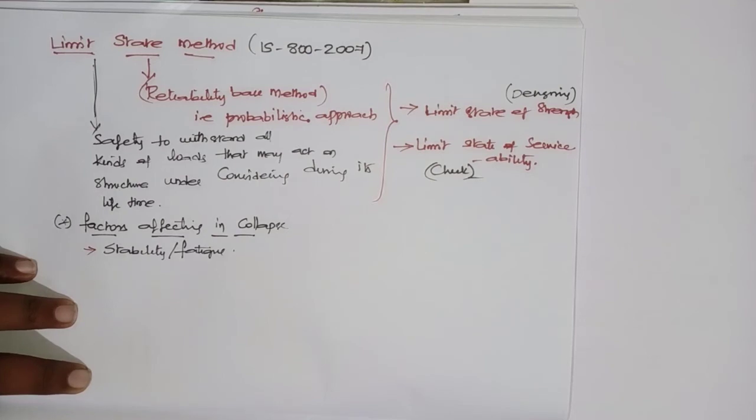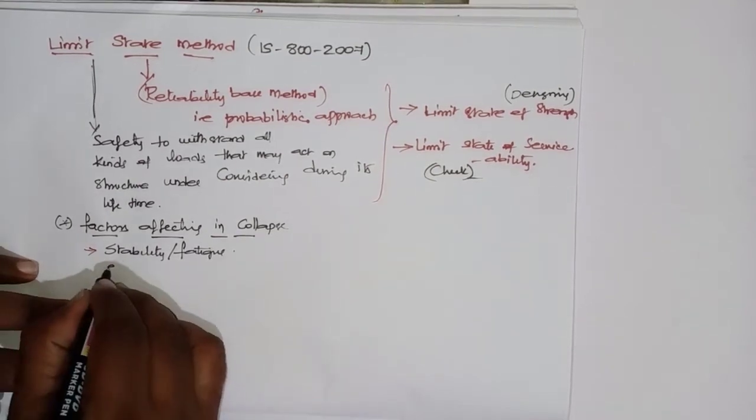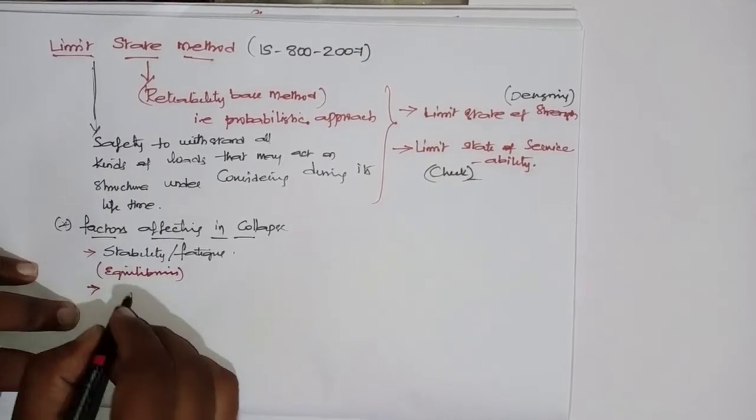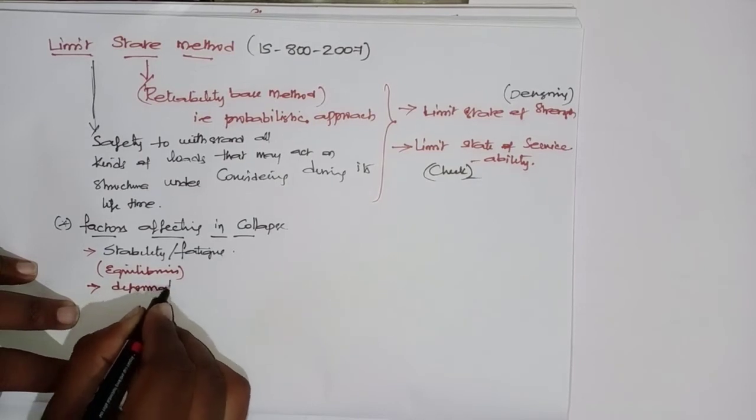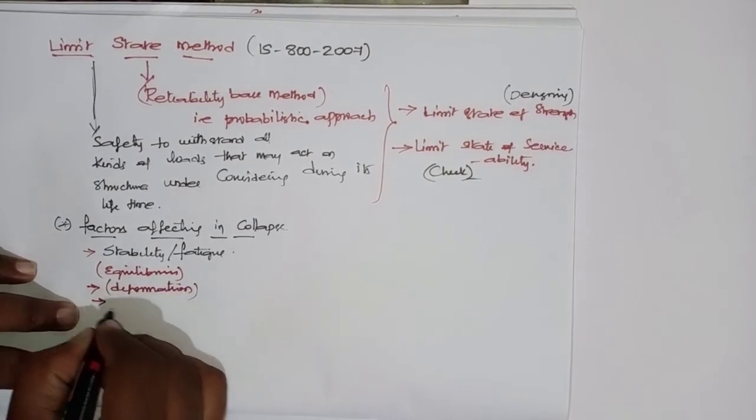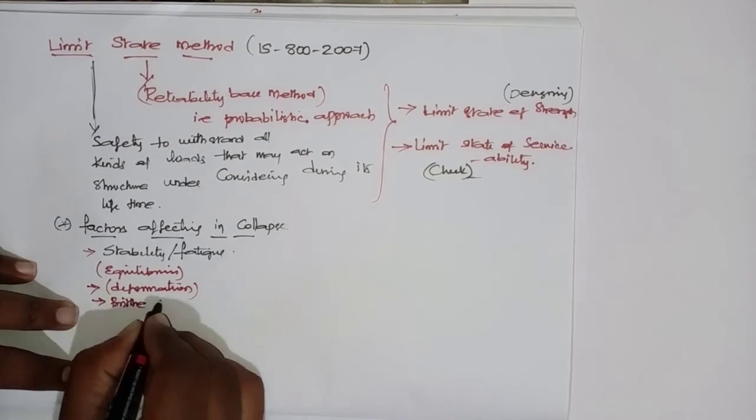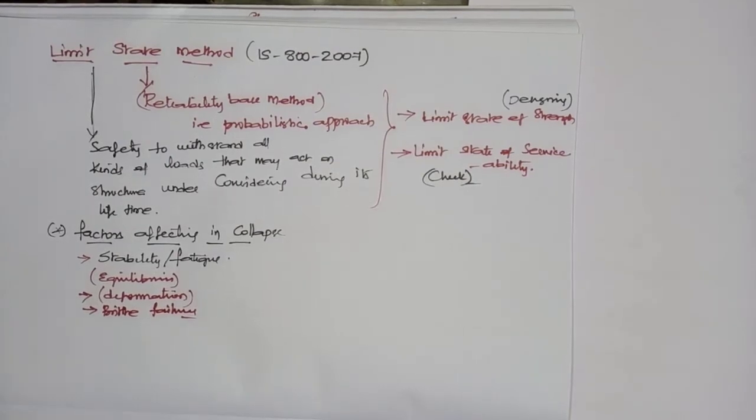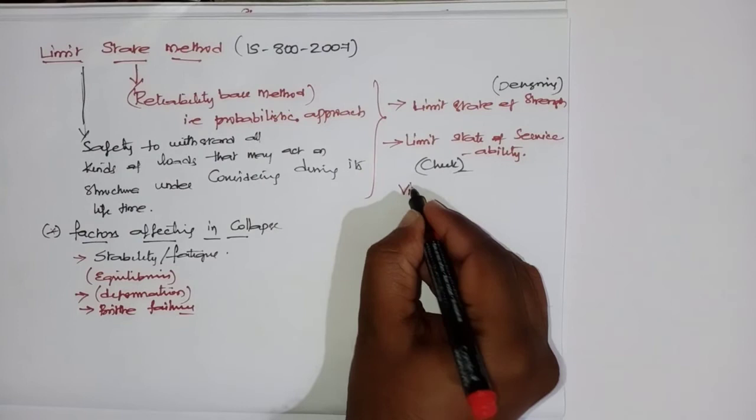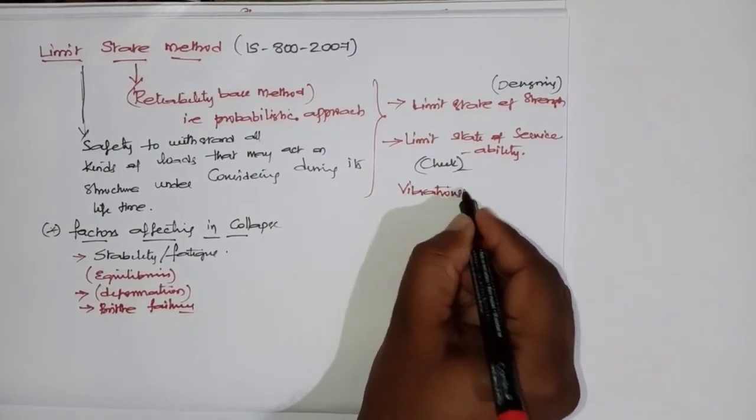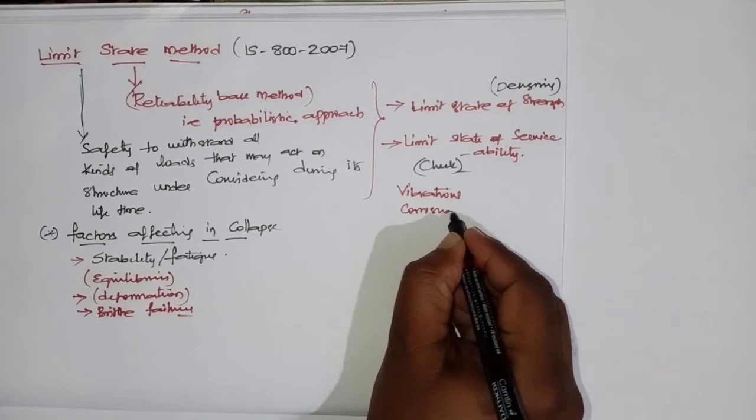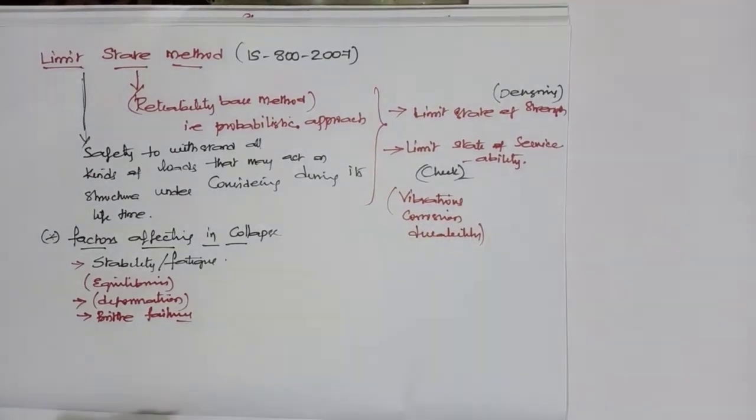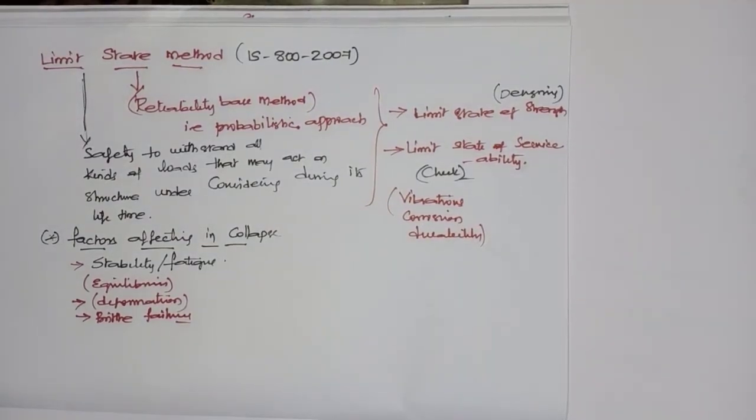And the factors which are affecting as per IS 800:2007 are equilibrium conditions, that is overturning, sliding, like that we'll be checking, right? Next, excessive deformation, okay, and brittle failure. These are the things that will be considered while designing the limit state of collapse. Coming to serviceability, you have to check for vibrations, corrosion, and durability. These are all checks only. We won't go for the design, we'll be checking it.